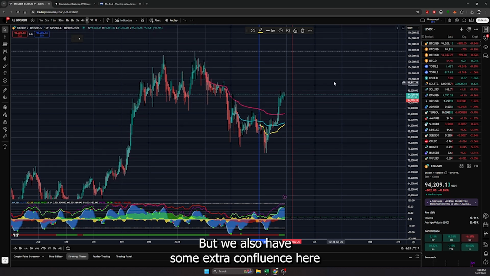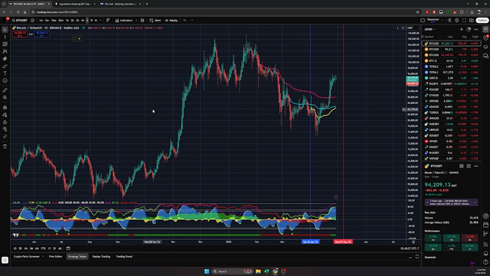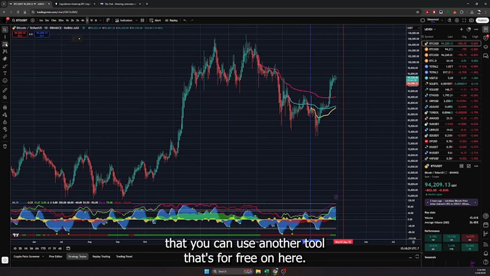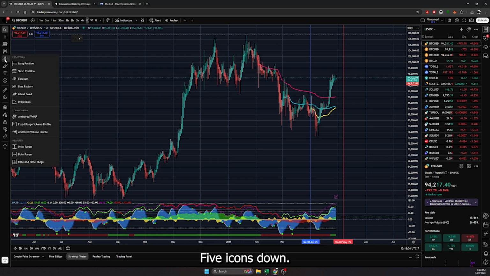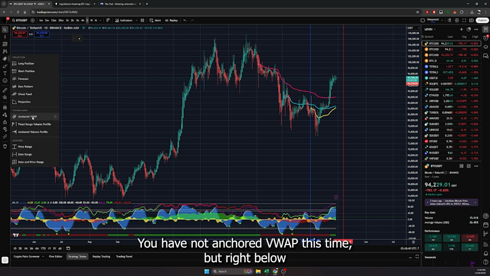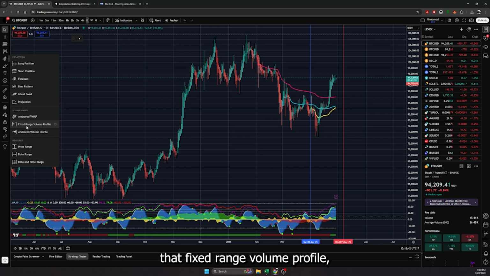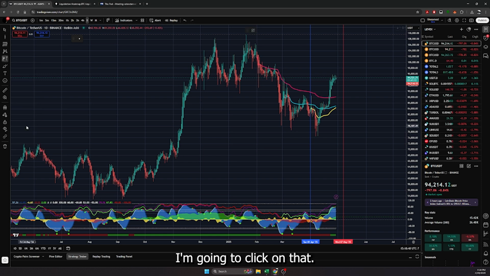But we also have some extra confluence here that you can use another tool that's for free on here. 5 icons down. You have not anchored VWAP this time, but right below that, fixed range volume profile. Fixed range volume profile. I'm going to click on that. Now, where do you place this? We got to click on 2 points.